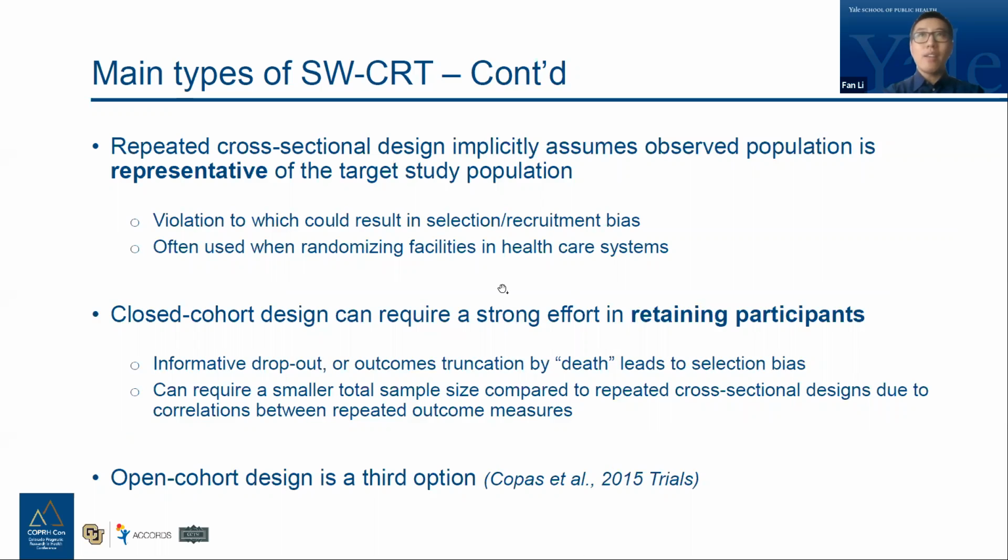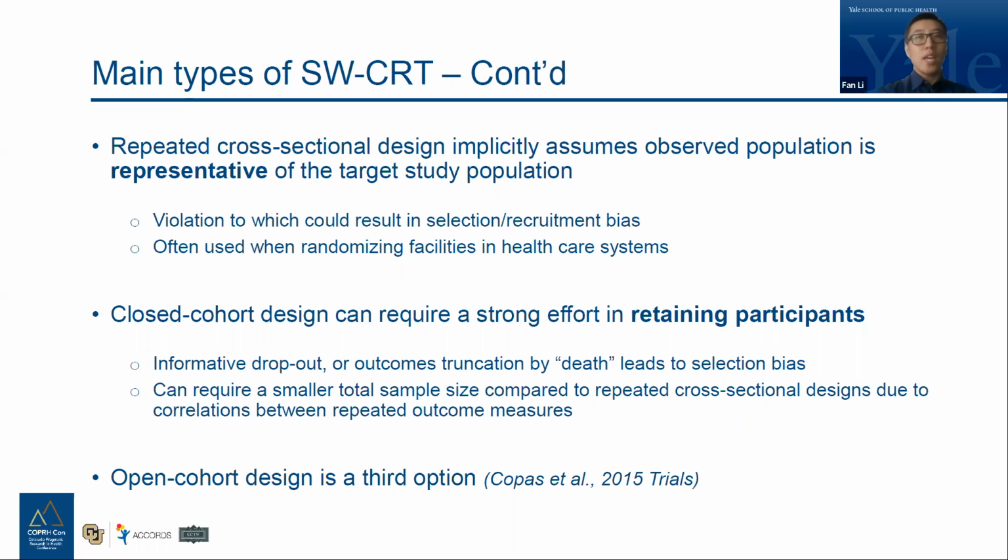Repeated cross-sectional design implicitly assumes that the observed population in the trial is representative of the target population we have in mind for the study. Violations of this may result in selection or recruitment bias. As we mentioned earlier, patients may select themselves into clusters once they know the time period each cluster transitions into intervention versus control, which may be an issue, but otherwise the repeated cross-sectional design is often operationally convenient and often used when randomizing facilities in healthcare systems.